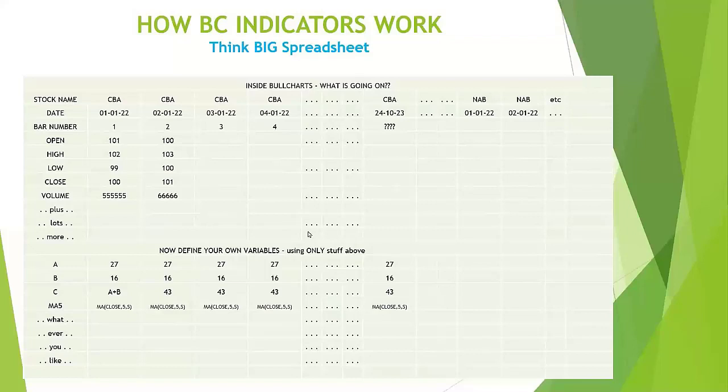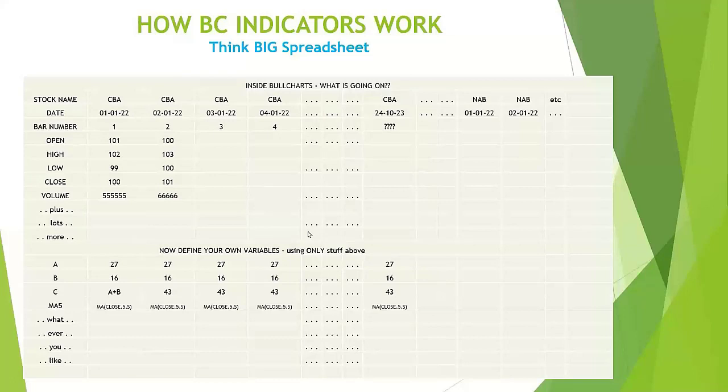And there's lots more other stuff that bull charts defines. When you look into the manual, you'll see what those are. They're available to you. But for the simple purposes that we want to handle today, we're going to just take open, high, low, close, volume, bar number, the date, and we'll think of those as being God-given, coming down from on high. And now we then use that data to define our own variables using only stuff from above.